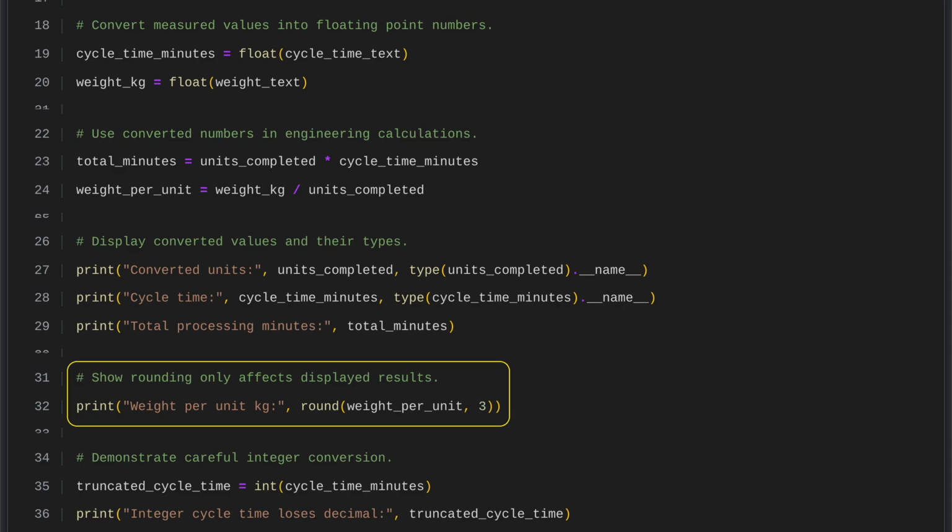This calculation finds the weight per unit by dividing the total weight by the completed units. The result is rounded to 3 decimal places so it is easier to read and present, while keeping the underlying calculation precise.